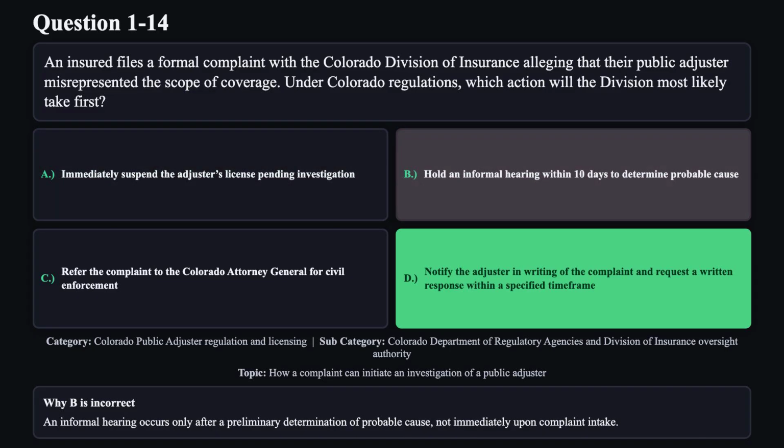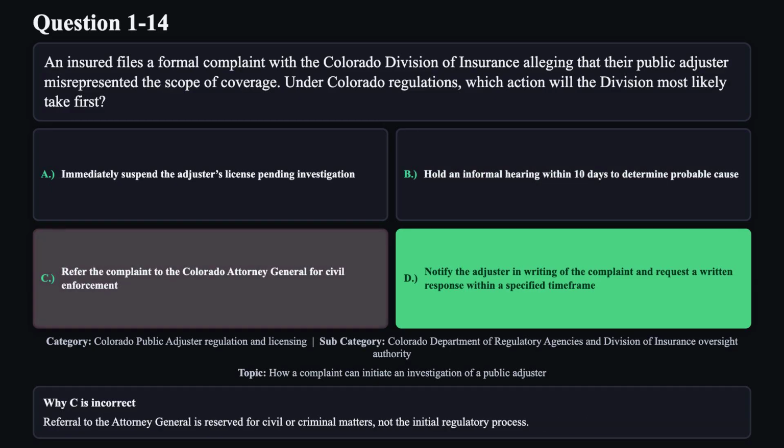Reason B is not correct. An informal hearing occurs only after a preliminary determination of probable cause, not immediately upon complaint intake. Reason C is not correct. Referral to the Attorney General is reserved for civil or criminal matters, not the initial regulatory process.